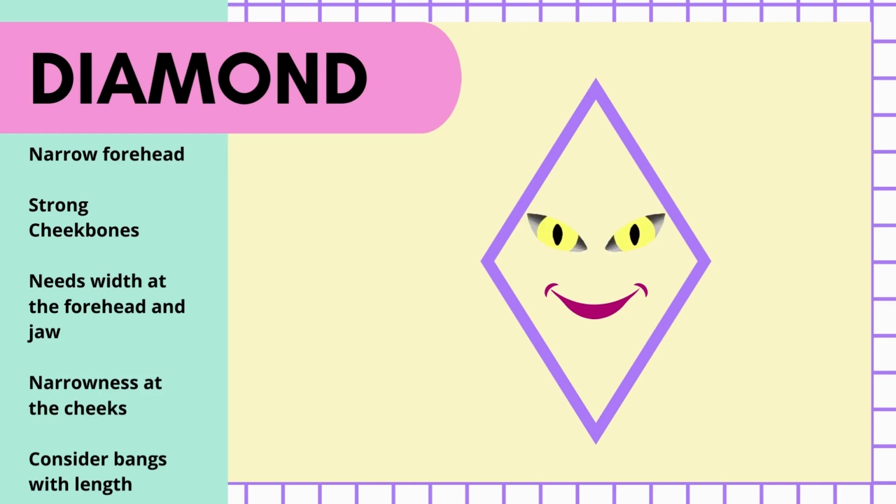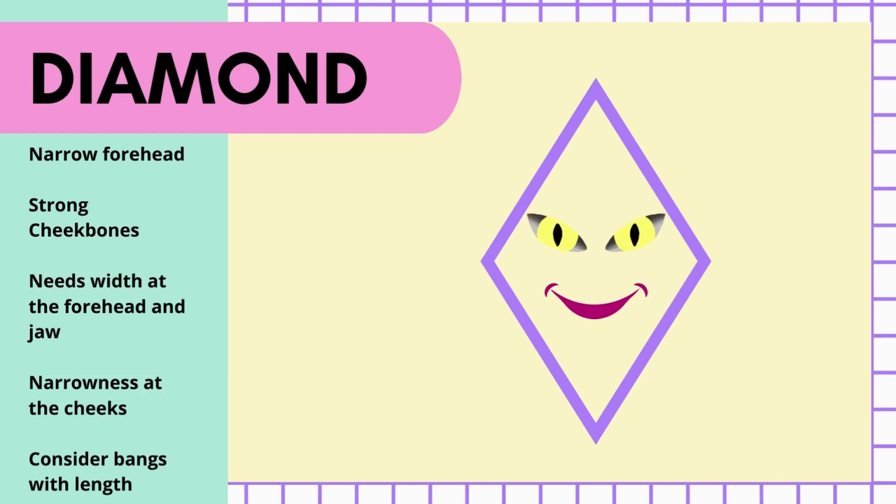All right, next up is diamond. When we have a diamond face, we have a narrow forehead and a narrow chin, okay? We also have really strong cheekbones when we have a diamond face. So we've kind of got to soften up those cheekbones while adding width at the forehead and the jaw.